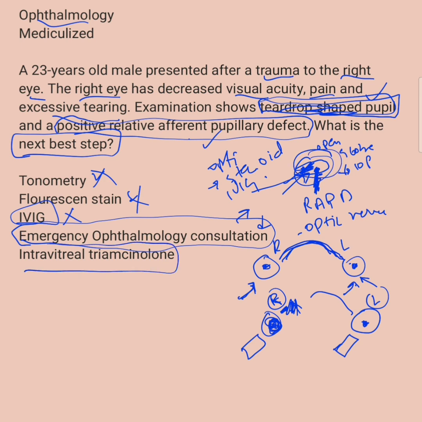Intravitreal triamcinolone is used for diabetic retinopathy. But here this is obviously not diabetic retinopathy, and steroids would not be indicated. So I hope this question was helpful.